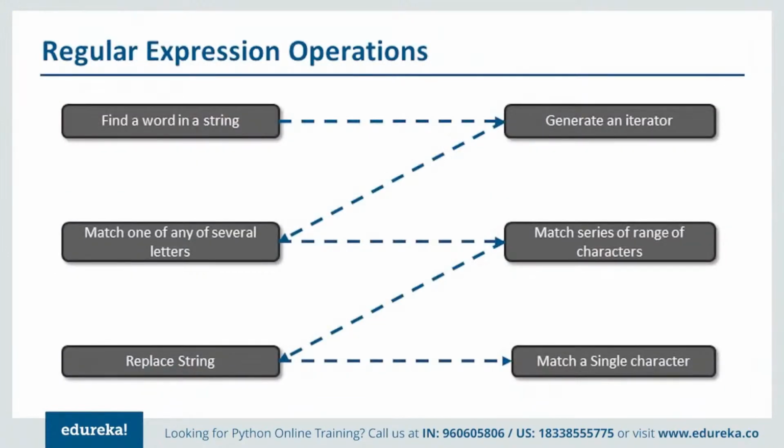Typical operations of a regular expression work in this way. First of all, you find a word in the string, so you generate an iterator which will find that particular keyword or word from the string. Now you can match one or many letters. You can search for a series of characters, one by one, or match on the basis of different characters. Once it's found, you will be able to replace the string. Then the whole process goes on again and again. This is how a regular expression is typically used to find some string and then replace it whenever required.